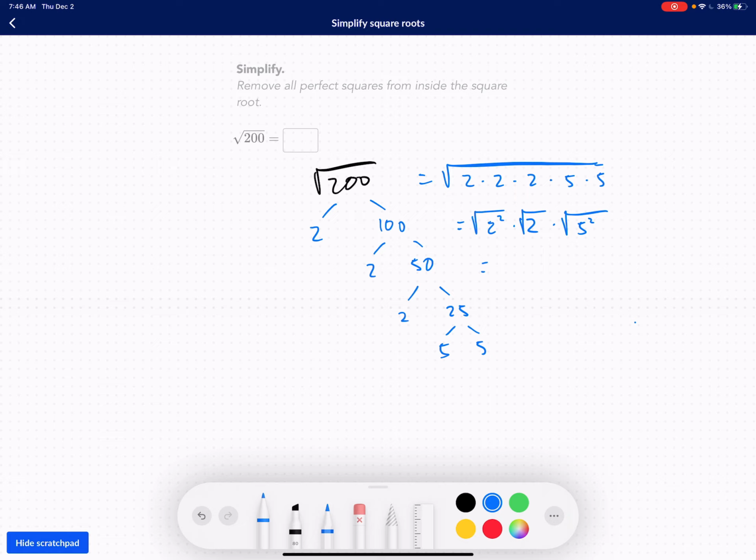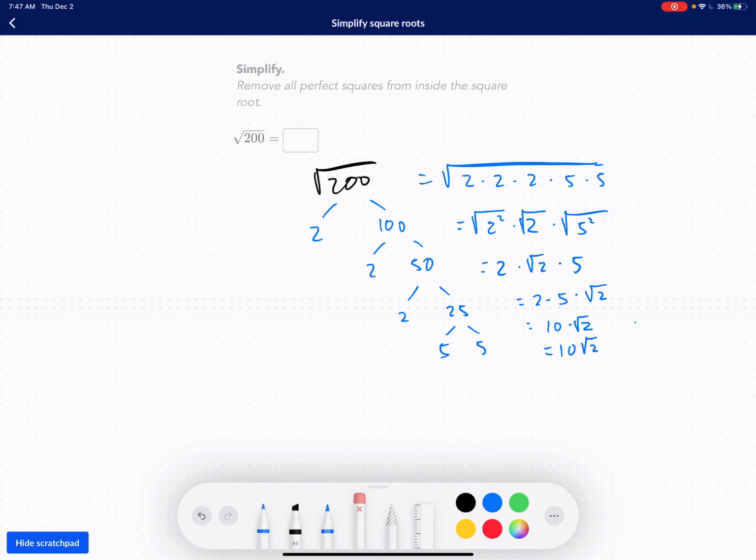And then when we do this, square root of 2 squared, remember square root undoes the squaring. And so when we undo the squaring, we got 2 times square root of 2 times, and then this square root undoes the square here, and therefore it's going to be just 5. And so we got 2 times 5 times square root of 2, and then 2 times 5 is 10 times square root of 2. So my answer is 10 square root of 2. Okay, so that's the answer, and this is the most simplified form here.